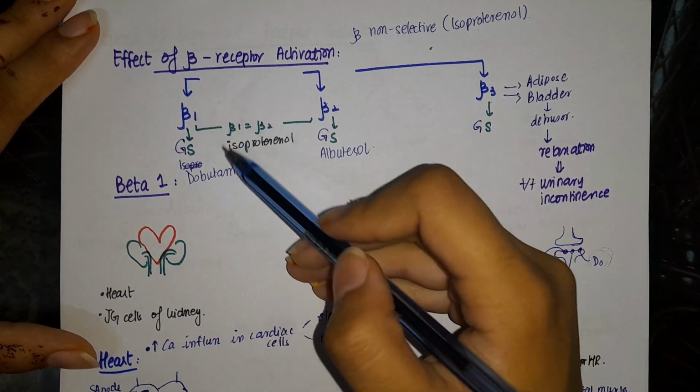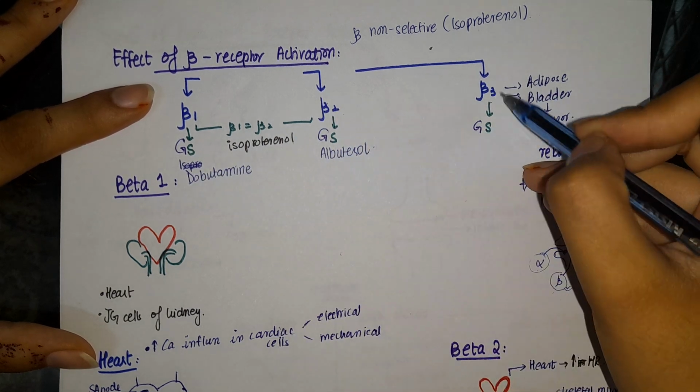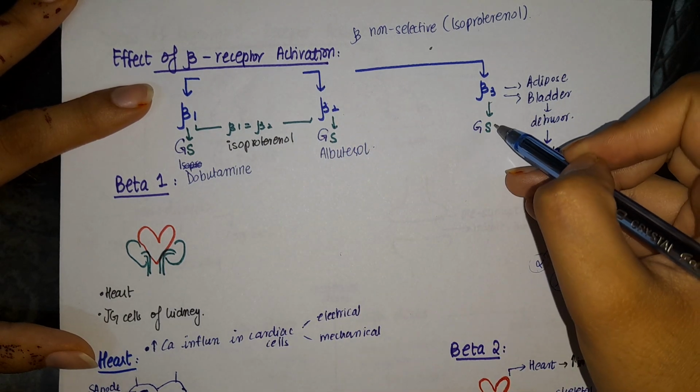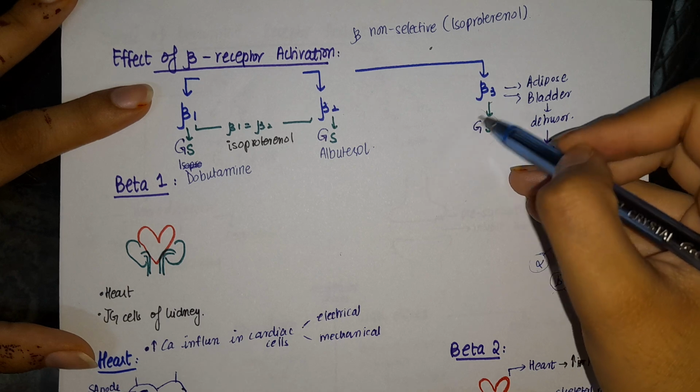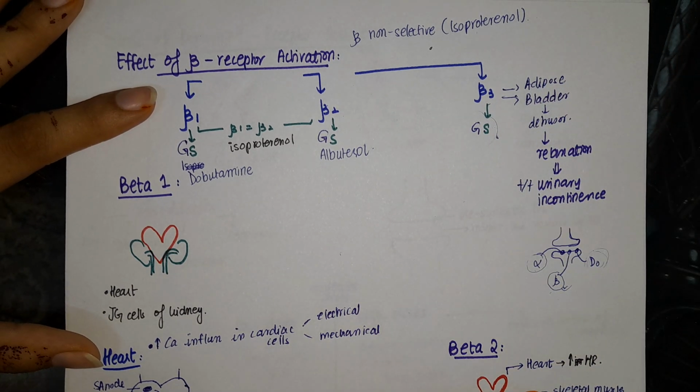The beta 1 receptor and beta 2 and beta 3, all of them are G stimulatory. What does the word G stimulatory mean? If you go to the simple classification, let me show you the diagram.